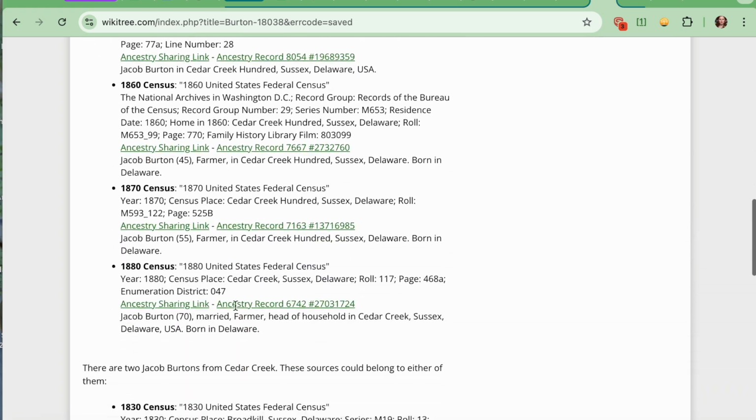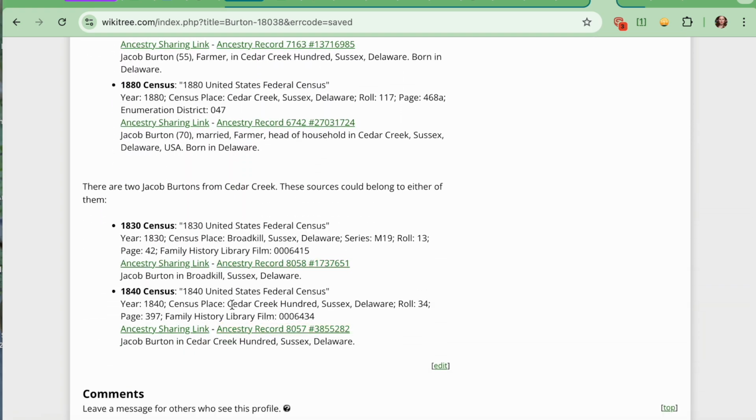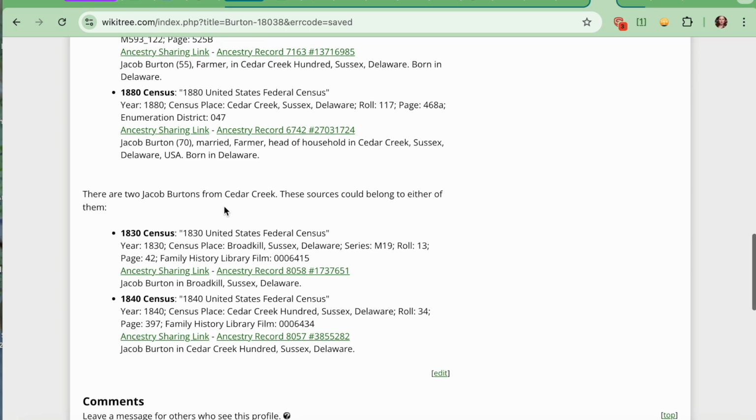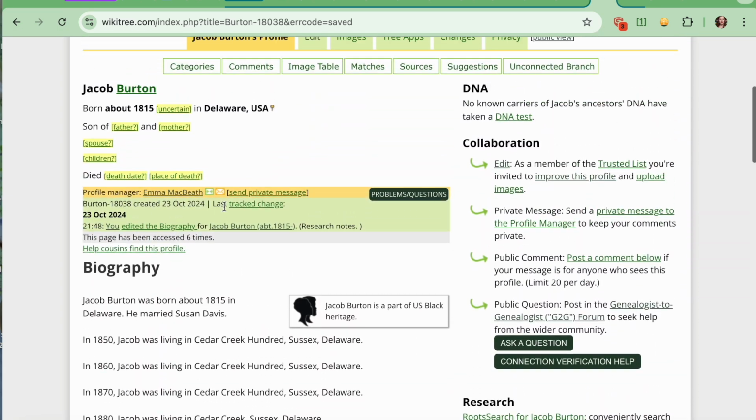Now, I also found an 1830 and 1840 census for Jacob Burton in Sussex County, Delaware. I don't know which of these two Jacobs these belong to because they didn't have names of the kids and wives on those census records. They just had tick marks for ages. So I put these on both of their WikiTree profiles, and I said, it could belong to either of them. Maybe one day somebody will take the time to sort this out.